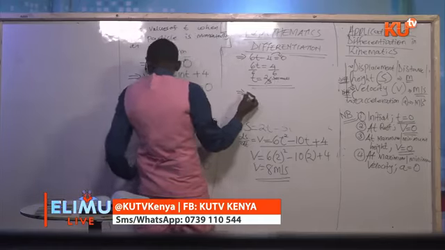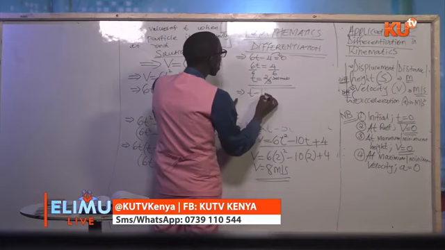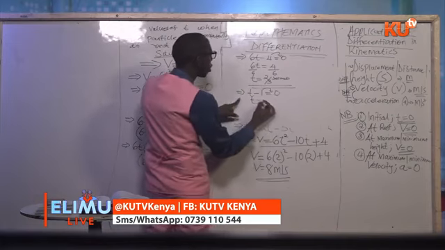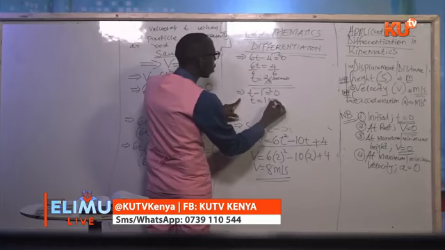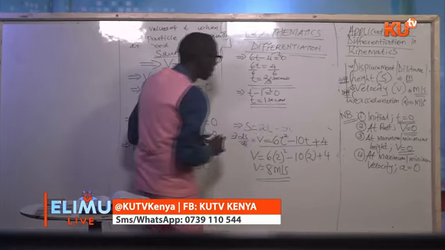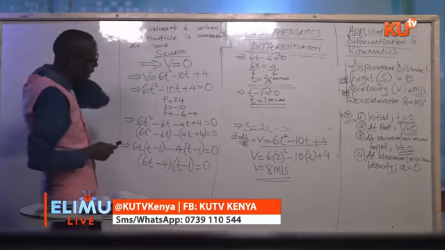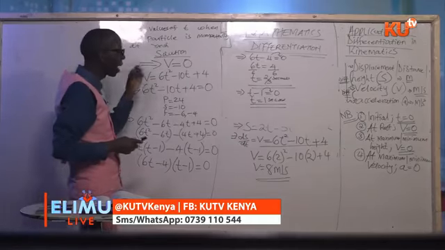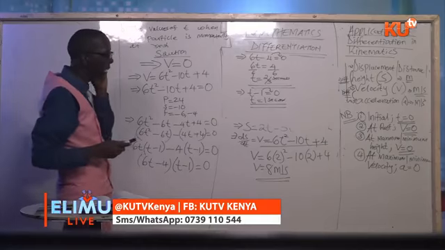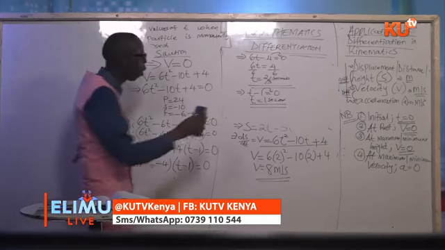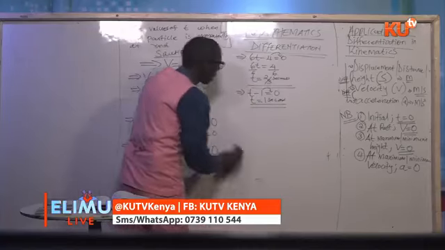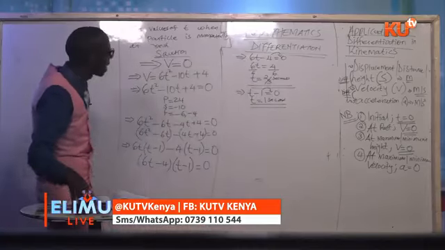Then we pick the second one. T minus 1 is equal to 0. Take 1 to the other side. Our second value of t is equal to 1 second. Those are the values of t when the particle is momentarily at rest. When the particle is momentarily at rest, v is equal to 0.